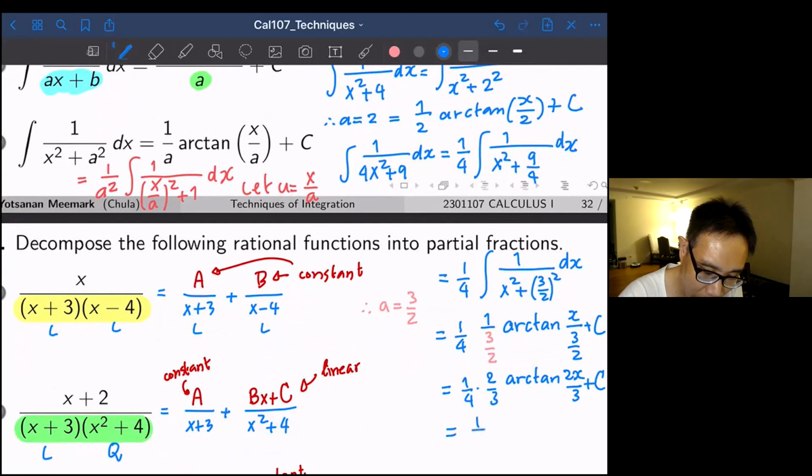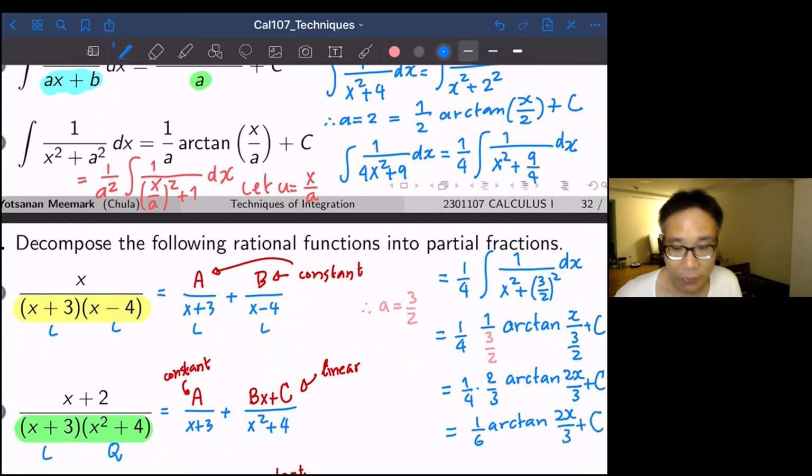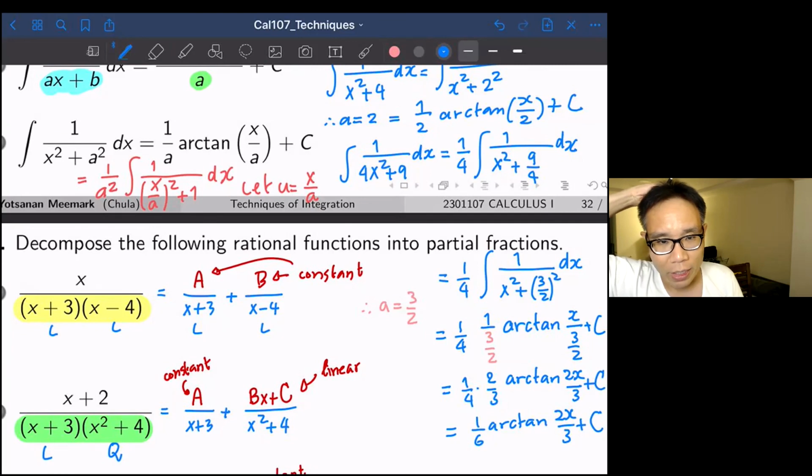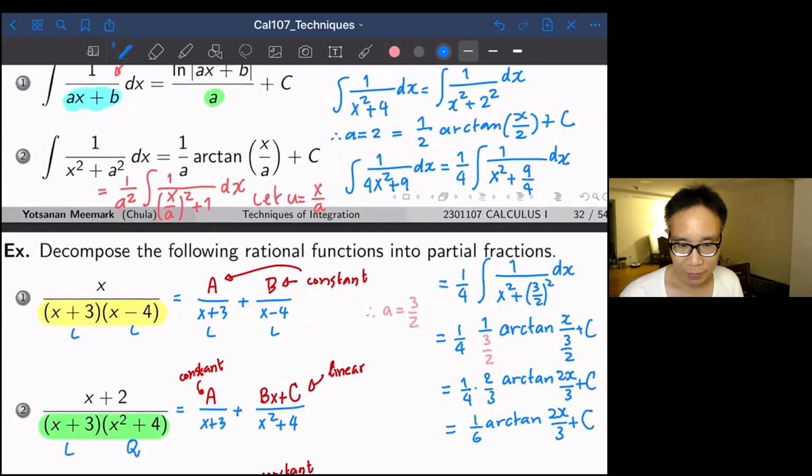Okay, and this is how we have the final answer. It's going to be 1/6 arctan of 2x over 3, plus c. Okay, so this is how we integrate 1 over 4x squared plus 9. So this is how we deal with these two formulas.